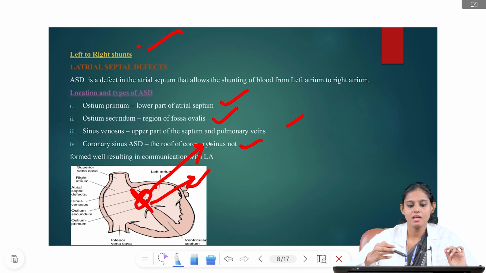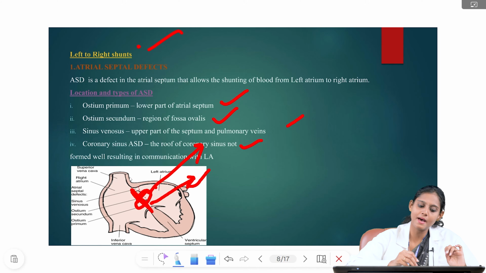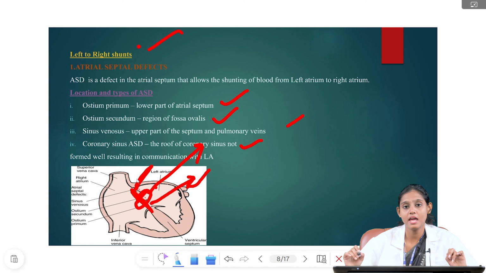Whereas when there is a defect in the upper part of the septum and in the pulmonary veins, it is called sinus venosus ASD. Coronary sinus ASD is where the roof of the coronary sinus is not formed well, which results in communication with your left atrium.